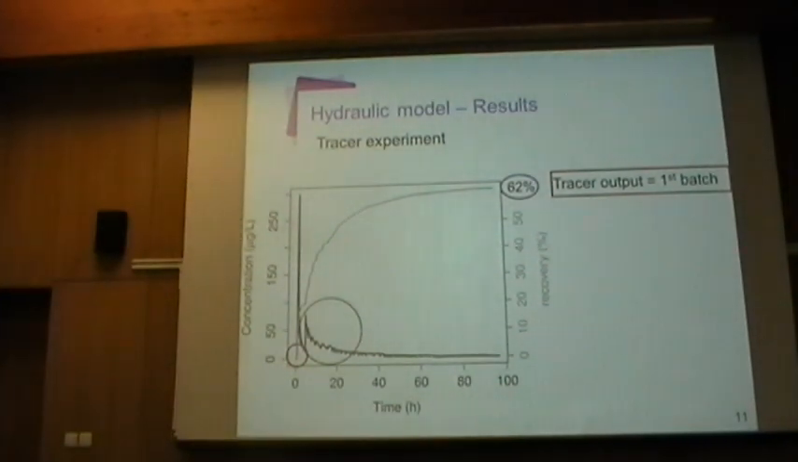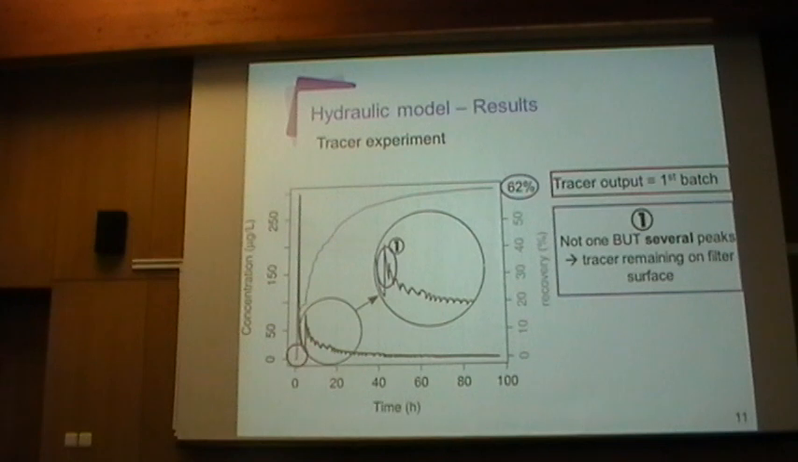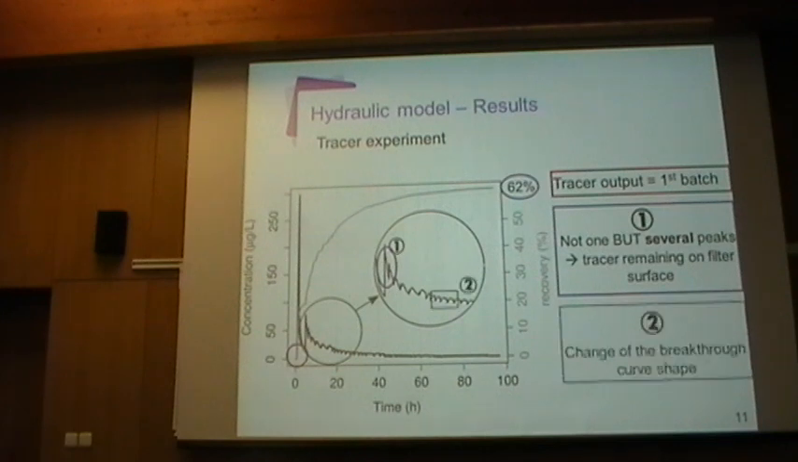So we observed first that the tracer leaves the system from the first batch. Then we observed not only one tracer peak, but several tracer peaks. And finally, we observed the change in the breakthrough curve shape. Indeed, after the first few batches, the tracer concentration first decreases and then increases according to a logarithmic tendency towards an equilibrium value until the next batch.